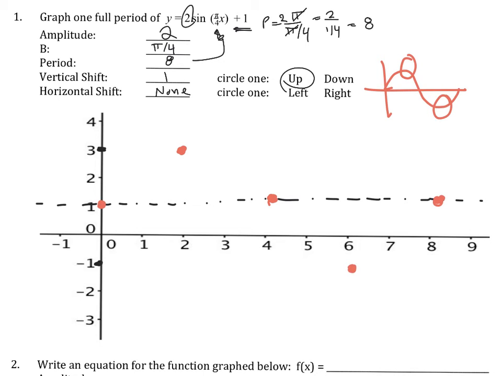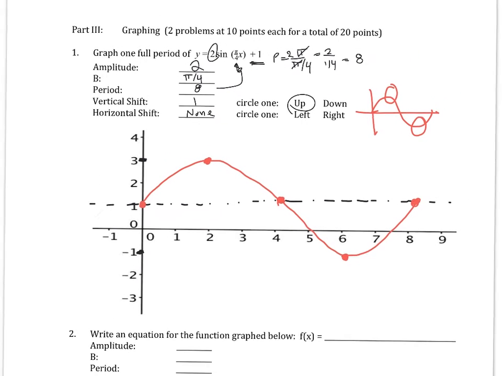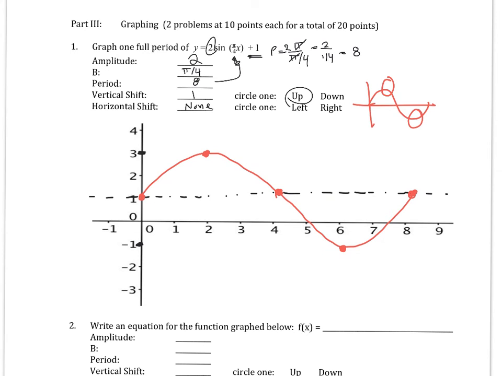So I've got the 3 points where this curve crosses our virtual x-axis, and I've got the 2 points where it's maximum or minimum, and I can now sketch a nice smooth curve that passes through all those points. Questions? Yep. It's all good.